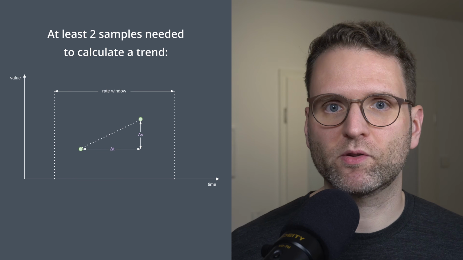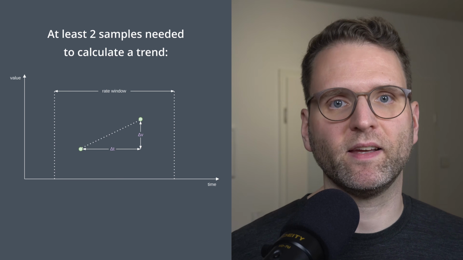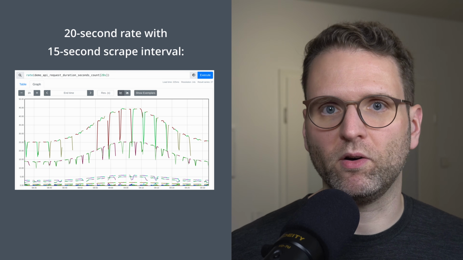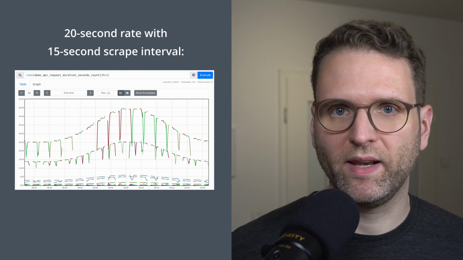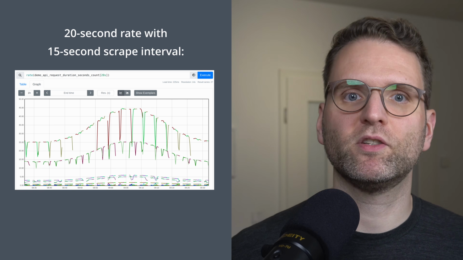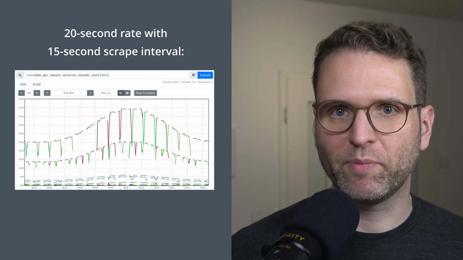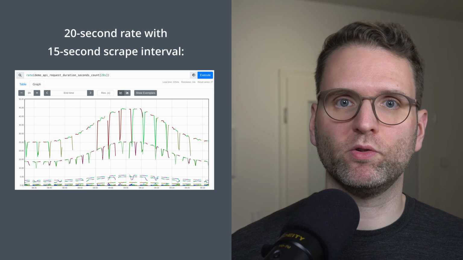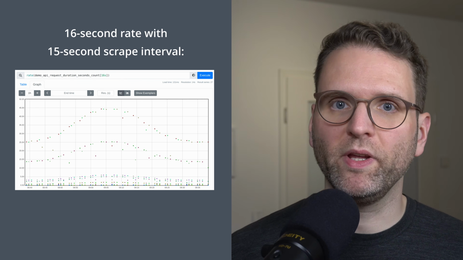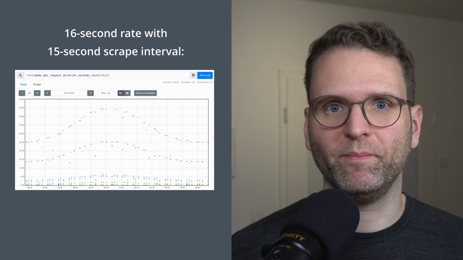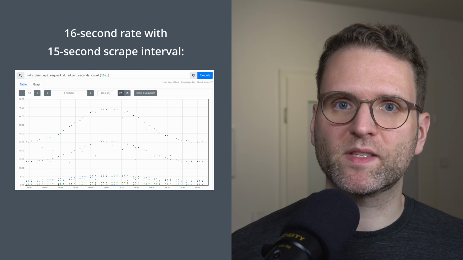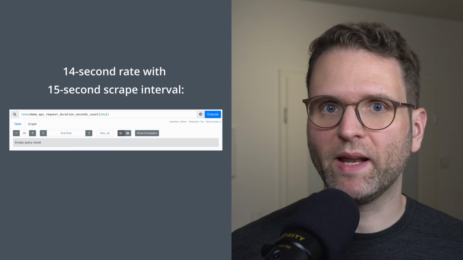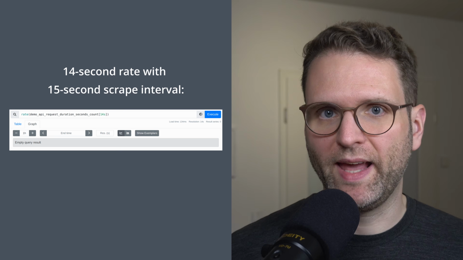For example, if you scrape a metric every 15 seconds and then you try to calculate a rate from that over a 20-second window, there's a good chance that those 20 seconds will often not cover 2 samples, so you get a gappy rate. And if you take that to the extreme and decrease the rate window to only 16 seconds, you only get an output point very occasionally. And then finally, if you make the window even smaller, like 14 seconds, you'll never ever select 2 data points. So at that point, the graph will just be completely empty.